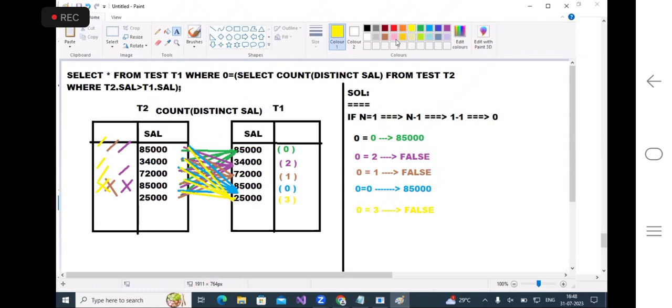After the comparison, the highest salary employees are these 2 people. So 85 is one person we got, and another person is also 85. This is the way the correlated subqueries are executed. A correlated subquery is just like a self join: how the self join compares each and every row of the first table with each and every row of the second table.